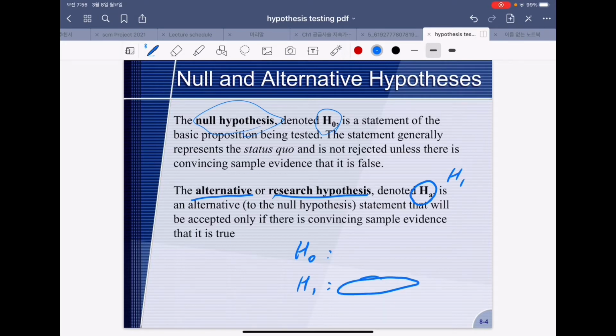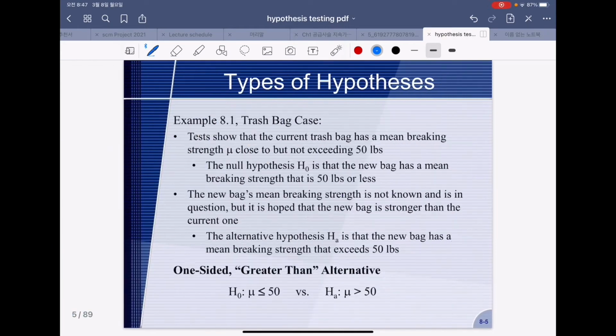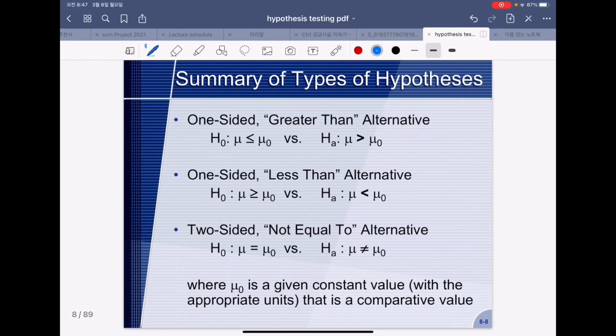So, when you do the research, you want to reject the null hypothesis. This means you support, accept H1. Let me say it again: if you want to support something, you put that hypothesis in the alternative hypothesis. Now, there are three types of hypothesis.